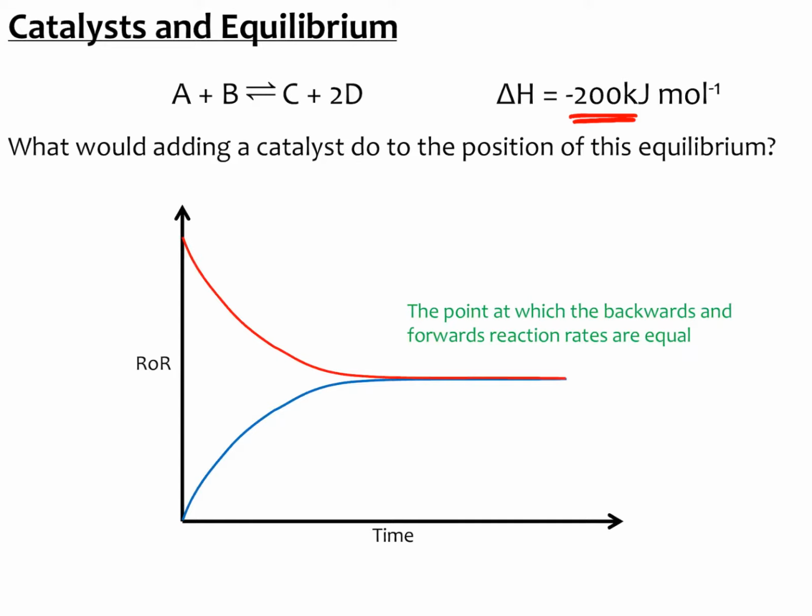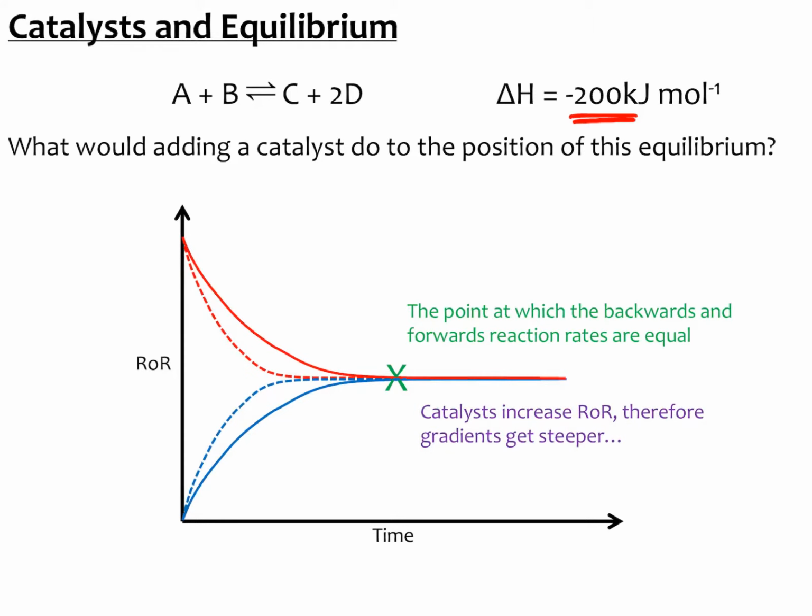We know that equilibrium is the point at which the backwards and forwards reaction rates are equal. For the graph that we've got here, it's currently just where the x is, where the two lines become flat. Now we know that catalysts increase the rate of a chemical reaction, and that would cause the gradients to get steeper. It's the gradients of both of these graphs.